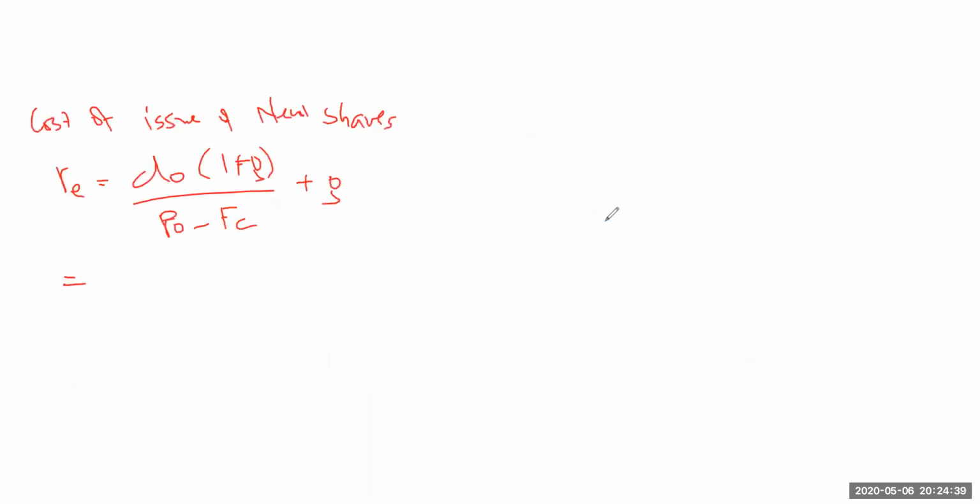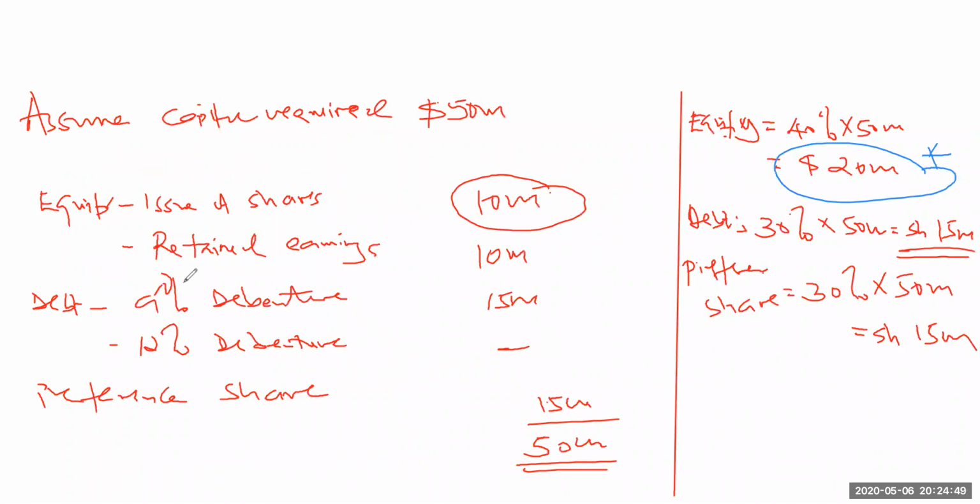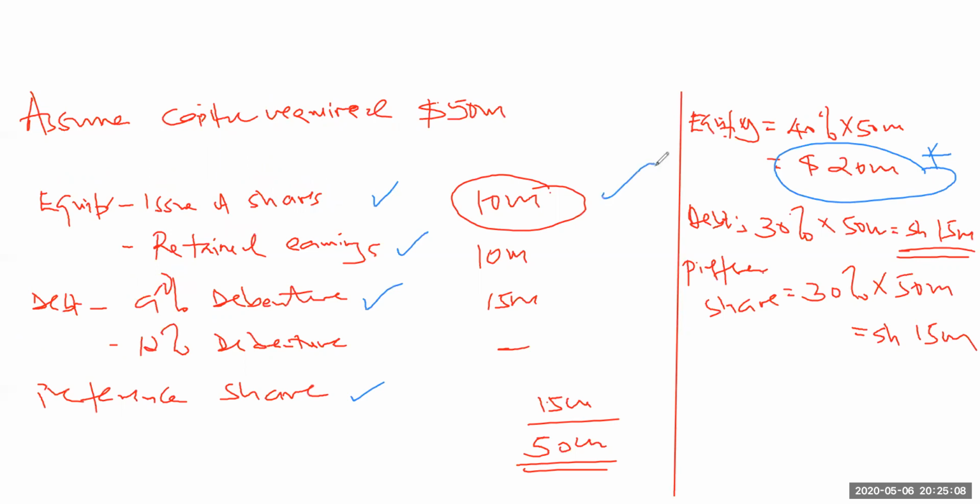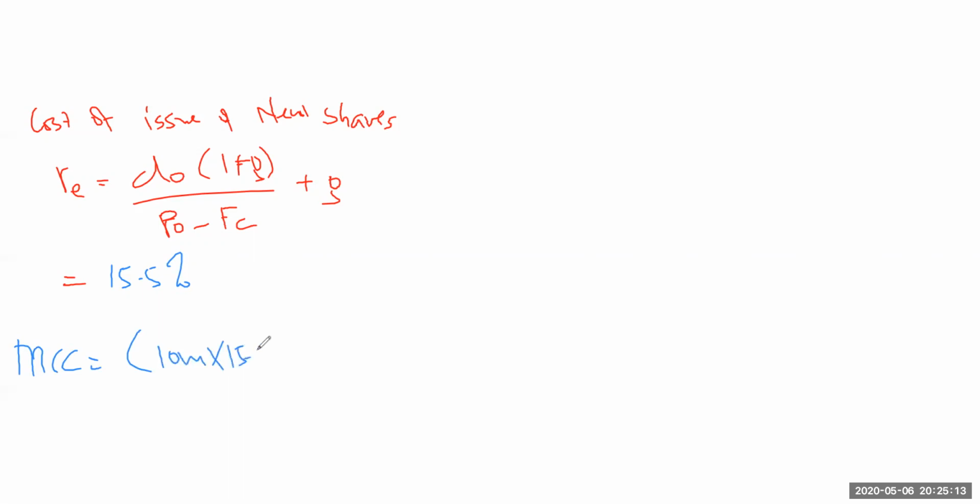Okay, so you've done this already and you obtain 15.5%. Having done that, now we can submit the MCC. Why? Because here we already have the cost of the debenture, the cost of earnings, the cost of issuing new shares, and the cost of preference share. So we have done the workings already. Simply it's applying now. For the MCC, the marginal cost of capital, the amount of capital to be raised from issue of shares is 10 million at a cost of 15.5%.